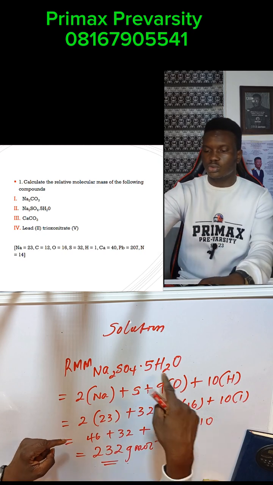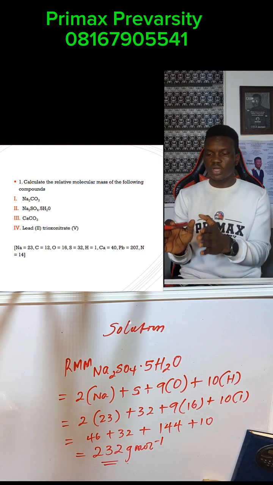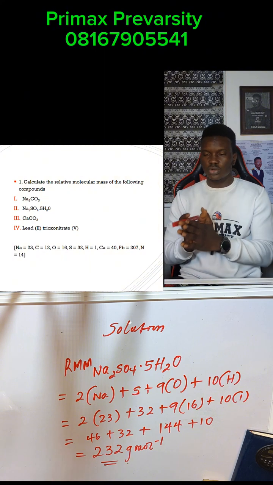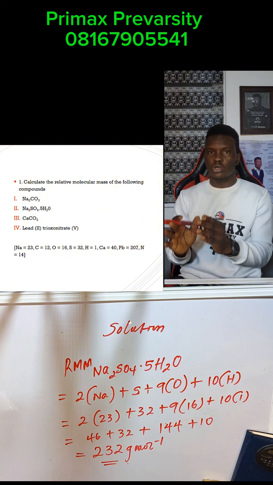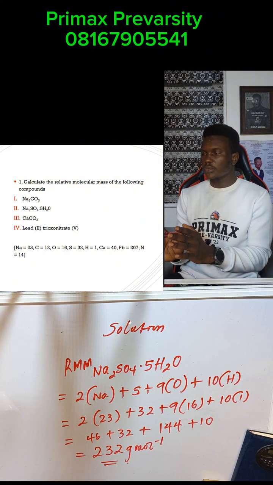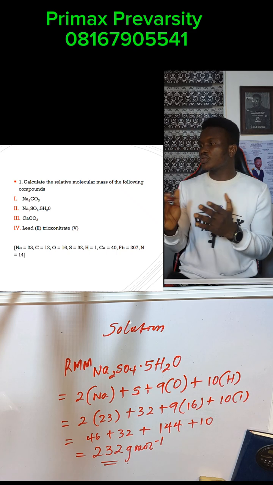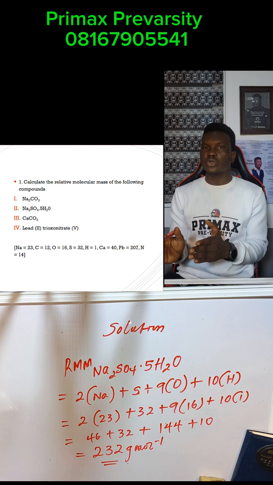So you need to know how to do this because we are going to be needing it in moving ahead to reaction stoichiometry. That's why I want us to treat this first. Now, you can calculate that of CaCO3 and lead(II) trioxonitrate(V).